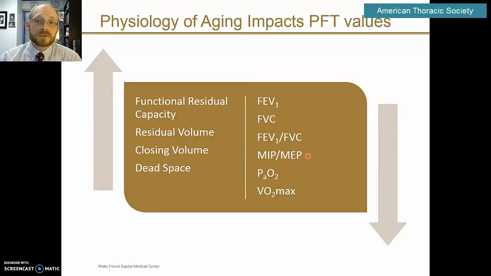Measures of respiratory muscle strength, such as MIP and MEP, decrease as we age, and the normal value for arterial oxygen also decreases. Lastly, the total capacity for exercise, the VO2 max, decreases as well.